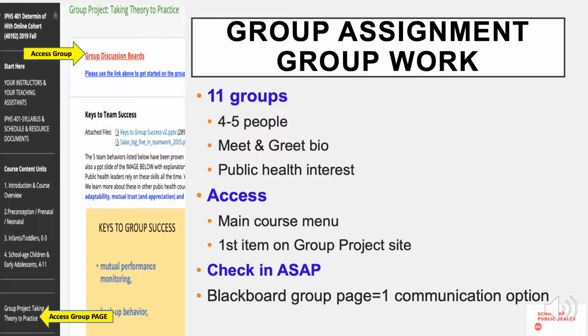Let's begin. To find detailed information about this group project, we've created its own Blackboard site accessed on the main course menu. Each group has their own site also accessed on the main course menu, as you see here, marked by the lower yellow arrow. And then this upper yellow arrow marks where you access the group project page once you've reached this group project site. This is where you check in and then you can meet your group mates.